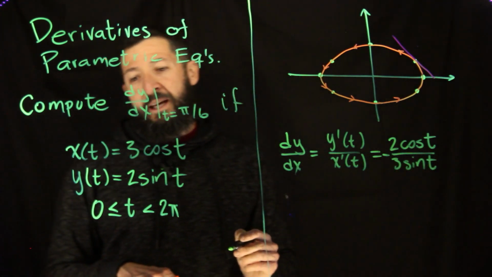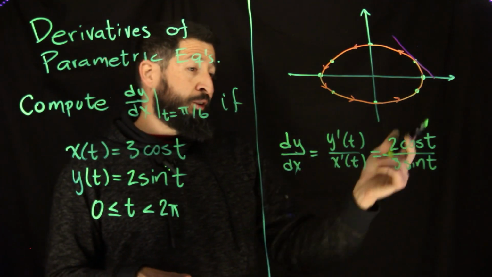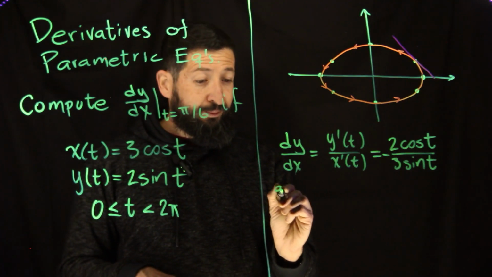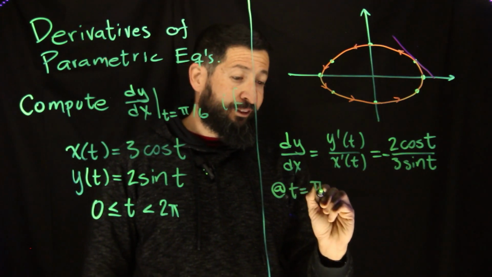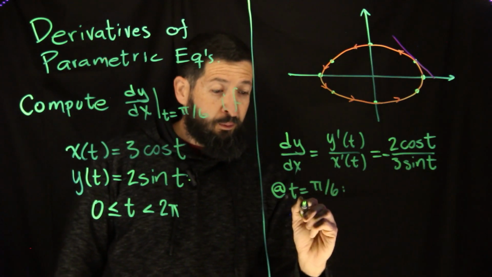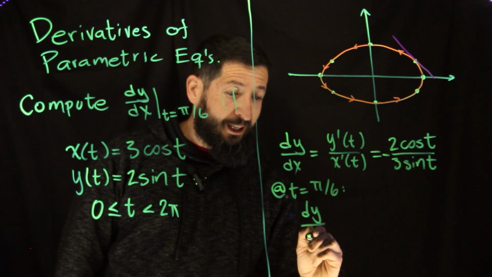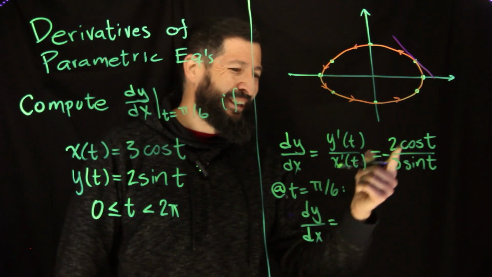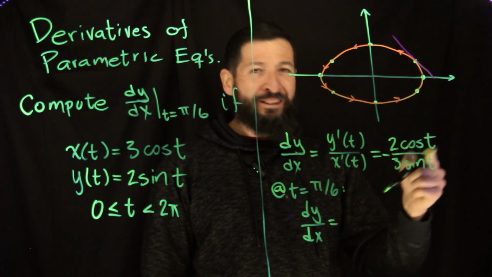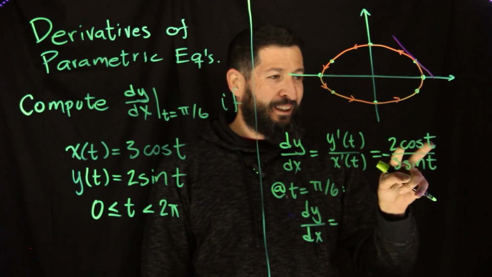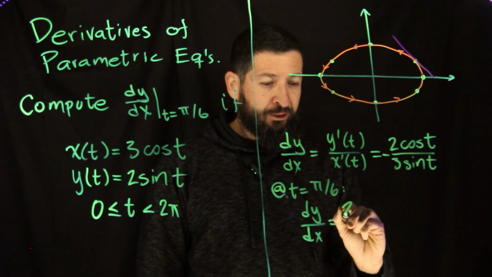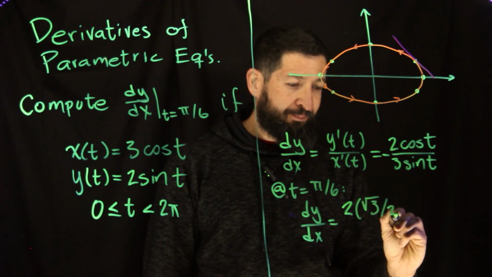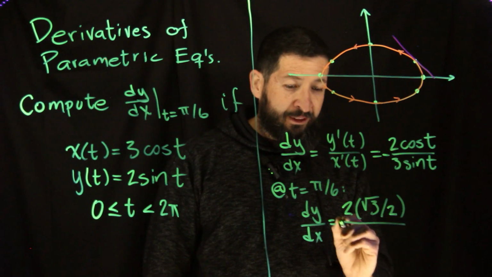But remember that I don't want just the derivative. I want to evaluate it at pi over 6. So at t equals pi over 6, what do I get? Well, my derivative at that point in time is going to be equal to 2 times the cosine of pi over 6. The cosine of pi over 6, remember, is square root of 3 over 2. So 2 times the square root of 3 over 2 is just going to be square root of 3 for that. And then 3 times, I forgot my negative.